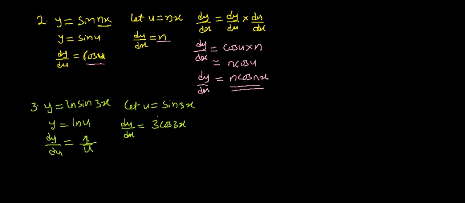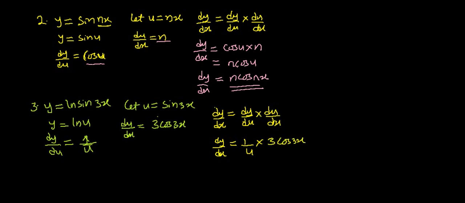So we have du/dx to be this, and we have dy/du to be this. So we are going to multiply these two using our formula, dy/dx equal to dy/du times du/dx. If you substitute these values now, you are going to have dy/du equal to 1 over u times du/dx equal to 3 cos 3x. So this is going to be equal to 3 cos 3x divided by u.